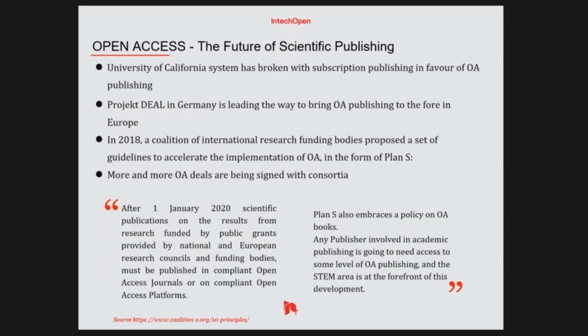So just to emphasize that the future of scientific publishing is open access. We have already seen that the University of California system has broken ties with Elsevier in favor of open access. We have Project Deal in Germany with Wiley. Springer Nature has also worked with Project Deal. We have Plan S, which is due to come into effect very, very soon. And there are more and more deals being signed every day with different consortia.